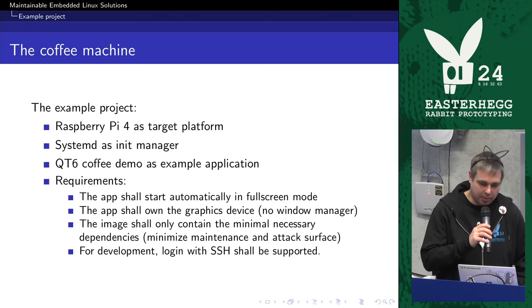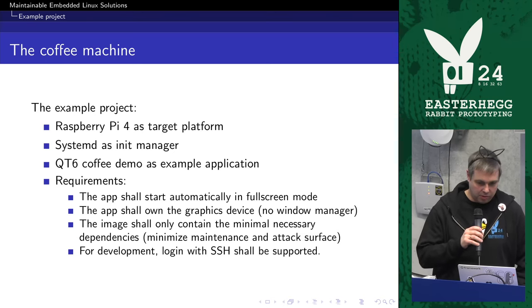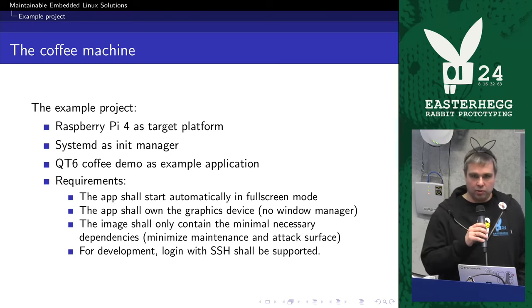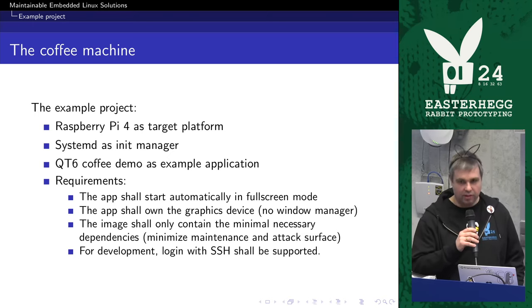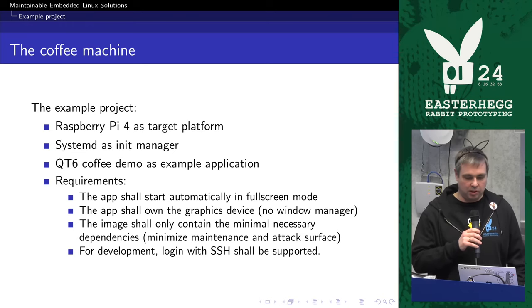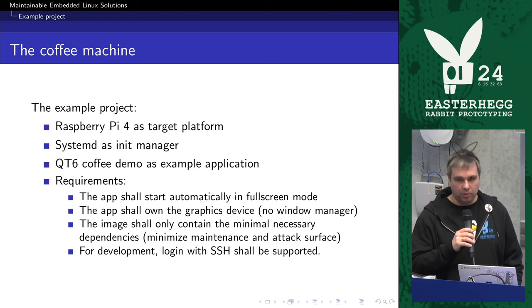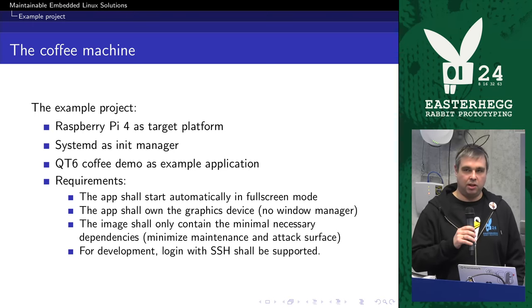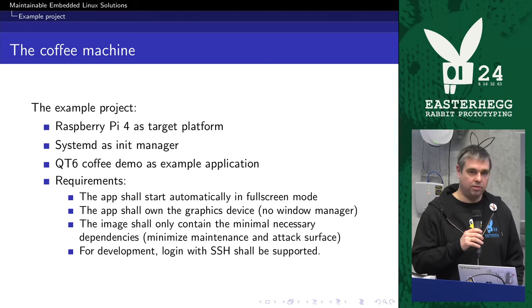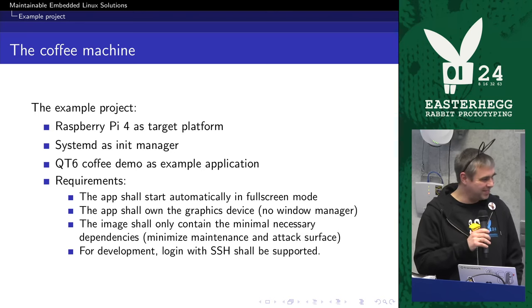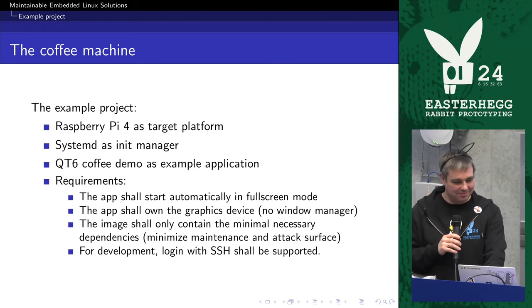And the requirements we have given ourselves for this example project: we want to start this Qt app in full screen mode, so EGLFS or something similar, no window manager because it's not needed. We want a small image, and we want a development variant with SSH support, which can then be removed for a productive build to remove the security risk. Okay, variant handling is important again.